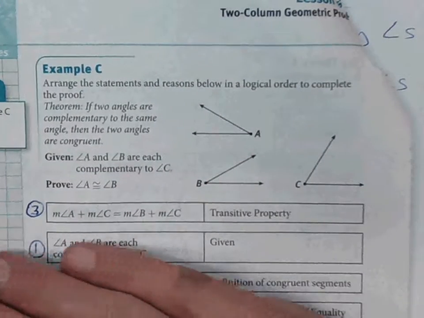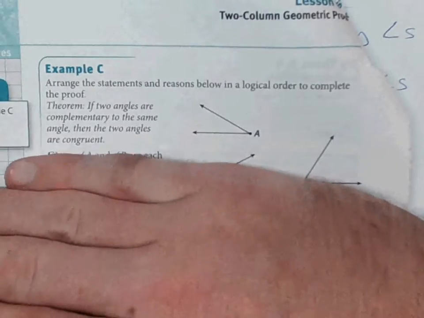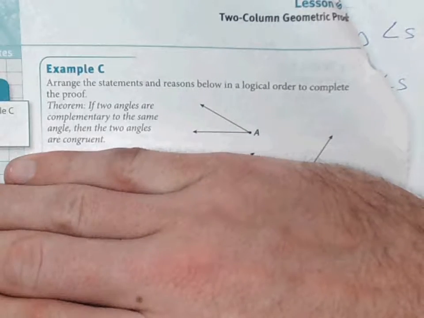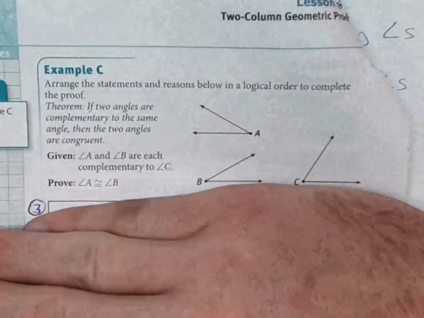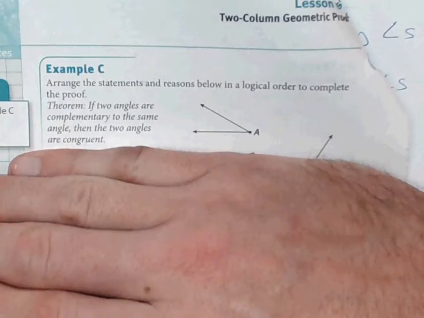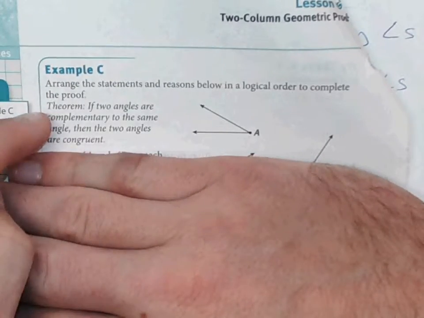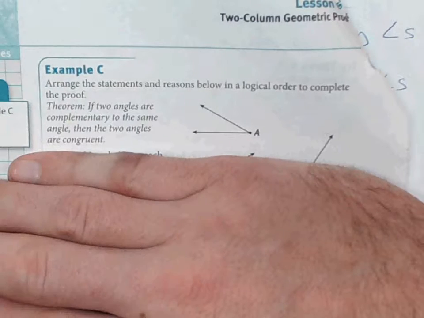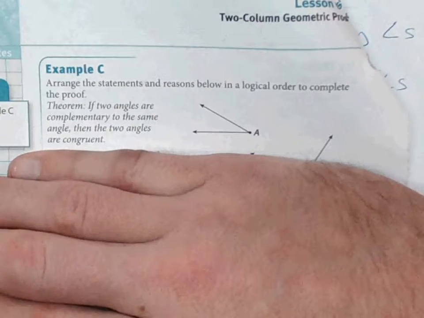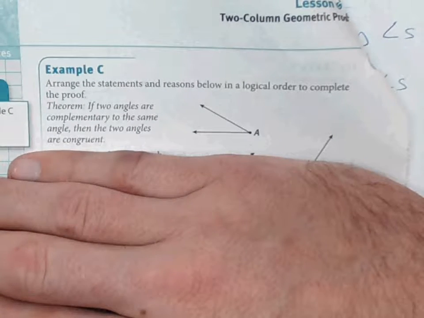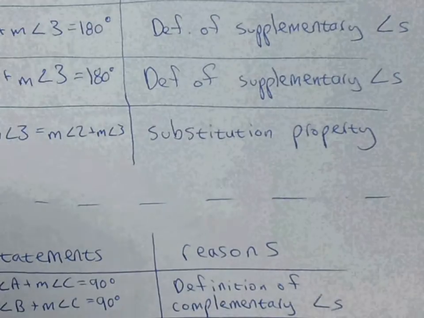Ideally, as we move forward in class, I don't give you anything given, and I don't give you anything to prove. I just give you a theorem. And by reading the theorem, you're able to identify what information you can consider given for that theorem and what you're supposed to prove. So take another example.